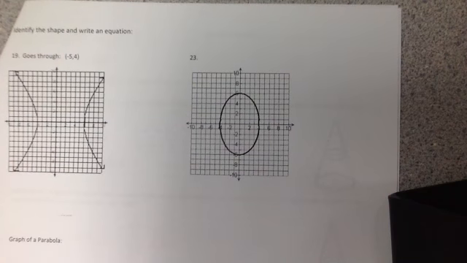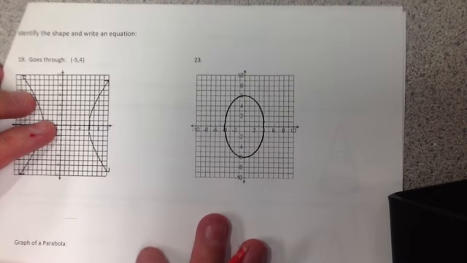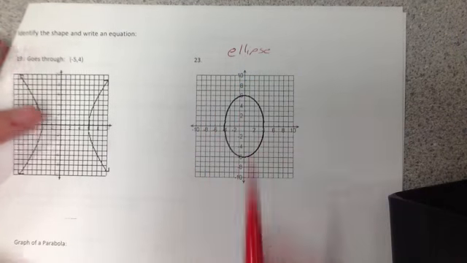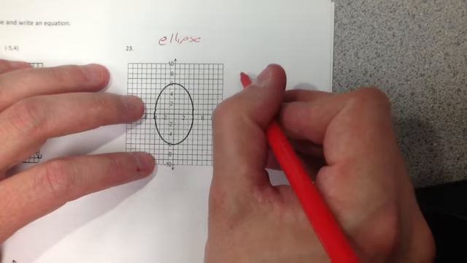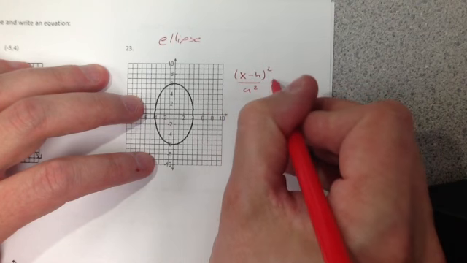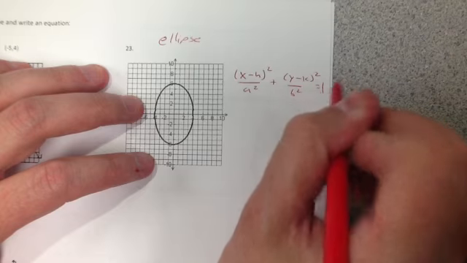For part 2, we're going to identify the shape and write the equation of them. Now, I want to start with number 23 because it's an ellipse. Of course, 23 we know is an ellipse by its shape. Now, ellipses are used quite a bit, so I'm going to write out the equation of the ellipse. It's (x minus h) squared over a squared plus (y minus k) squared over b squared equals 1.